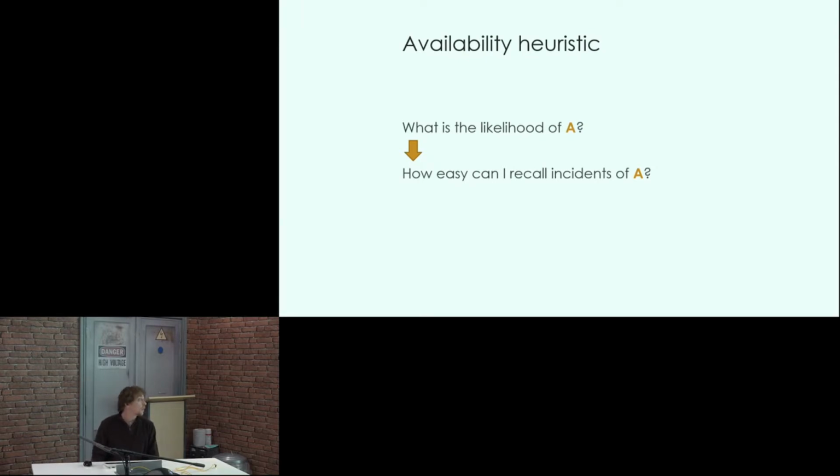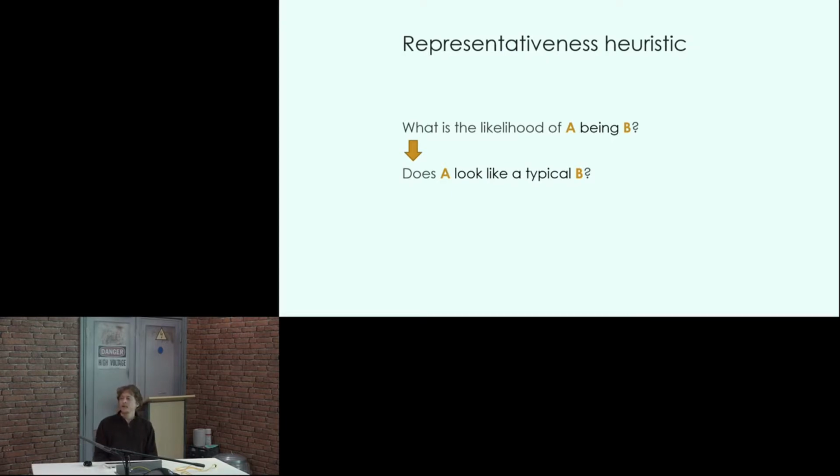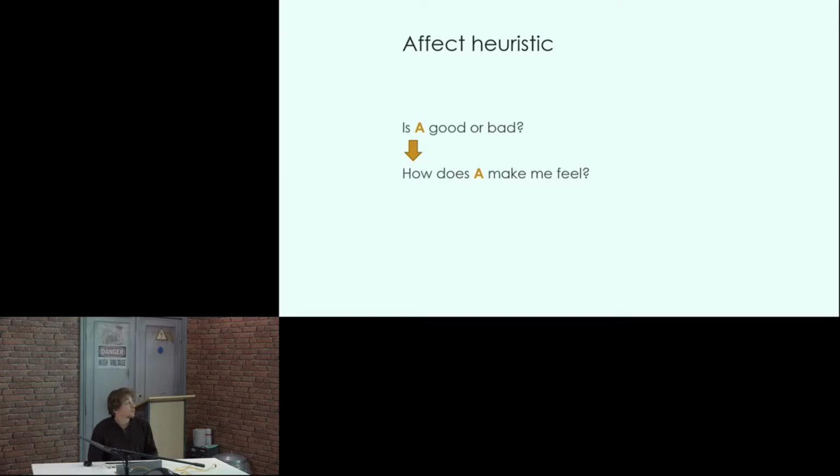Another heuristic is availability heuristic, which is basically if we often see reports of natural disasters on TV, then natural disasters must happen quite often. Represented in this heuristics is basically this person looks like a typical doctor, and that means that likely he or she is a doctor. Affect heuristic is the thing makes me feel good, so it must be a good thing.